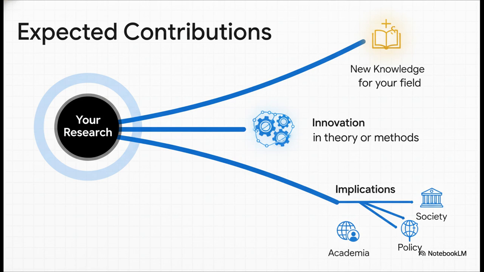So for our example, the new knowledge isn't really about solar panels. It's about how social bonds affect technological change. The innovation could be a whole new model for community-led green projects. And the implications? Well, your work could actually inform public policy and help create way more effective green energy programs. This is your chance to really spell out the legacy of your research.